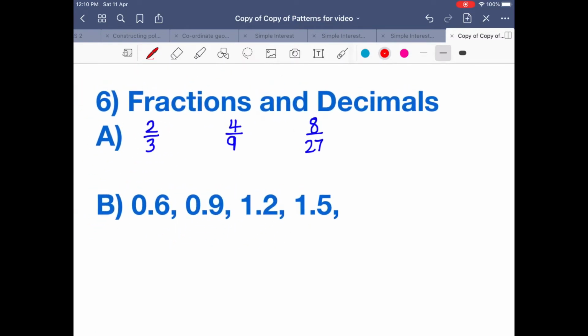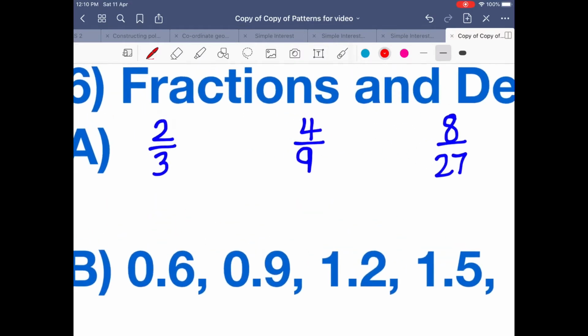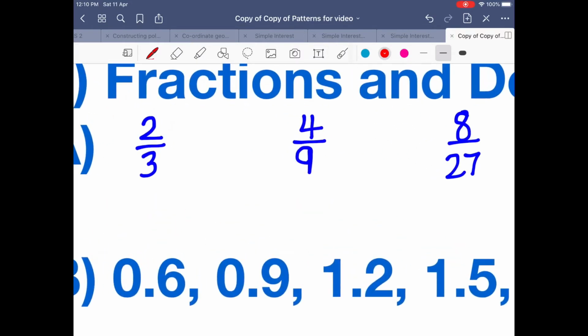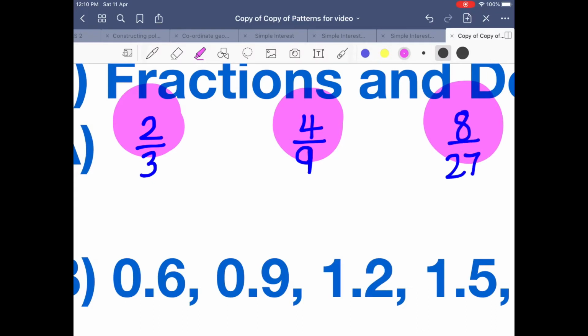Next, fractions and decimals. So here we are seeing that there is a pattern in which the numerator has one particular pattern and the denominator has a different pattern. So let me explain.